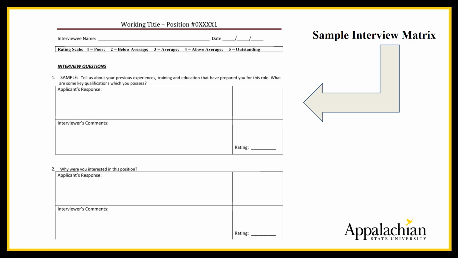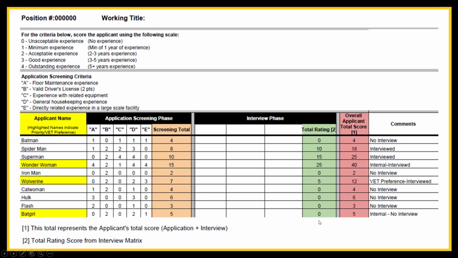So we would go through this interview matrix, and you can see each question, which is developed by the search chair and the search committee based on the requirements of the job. You would go through and take consistent notes based on the applicant's response, and then give each question a rating. At the bottom of this matrix will be a total score. This total score will then be applied here under the green column for total rating in the interview phase.